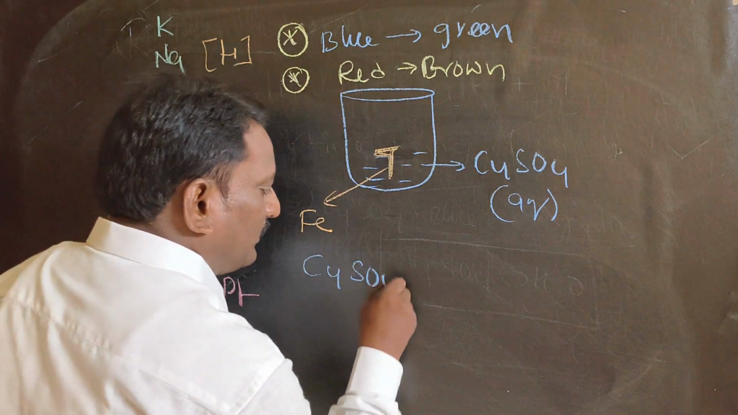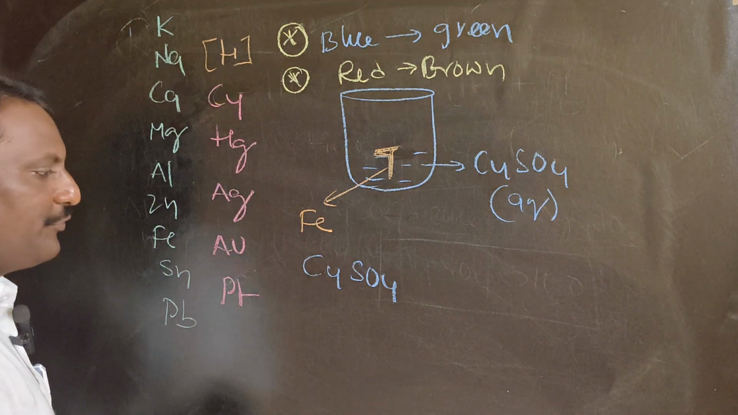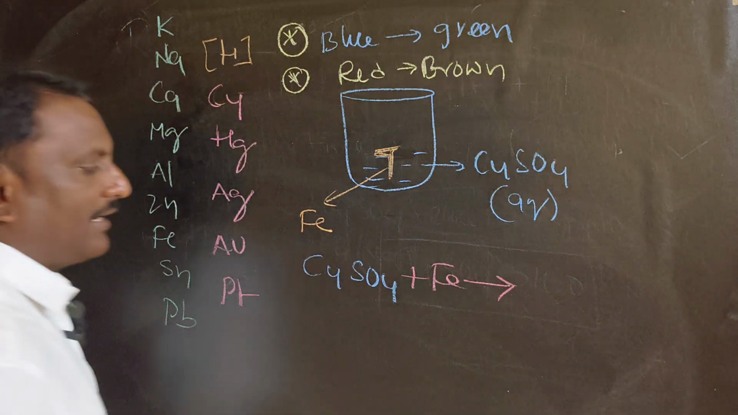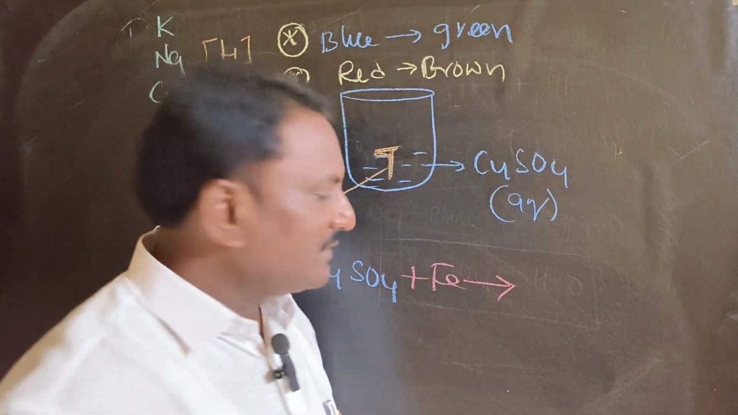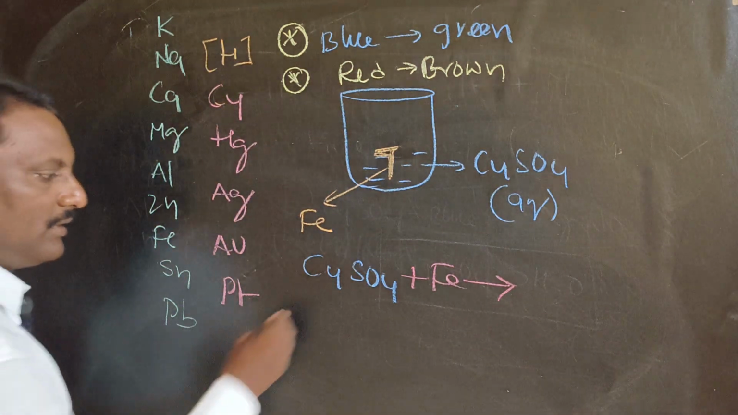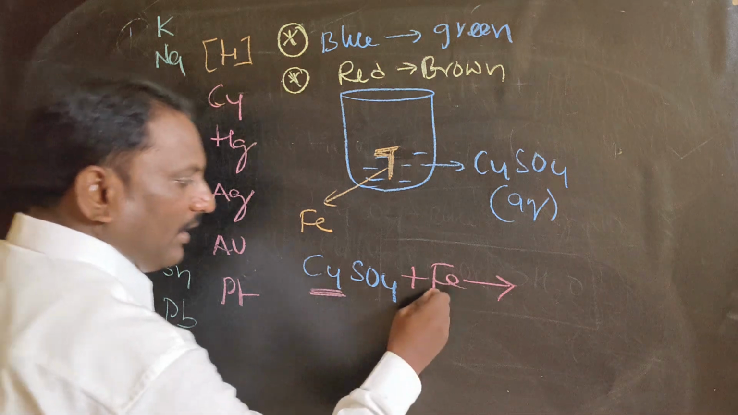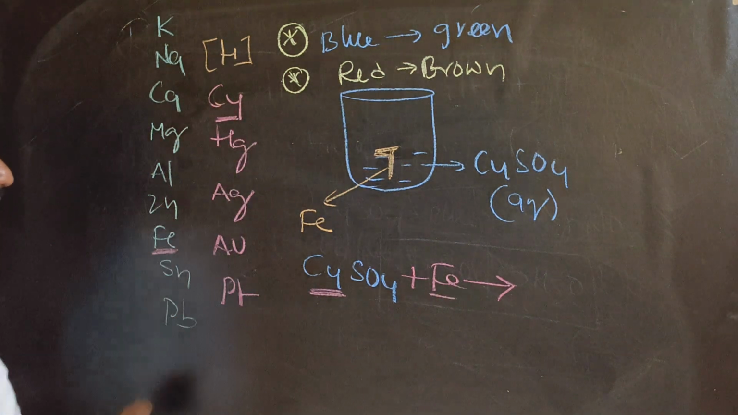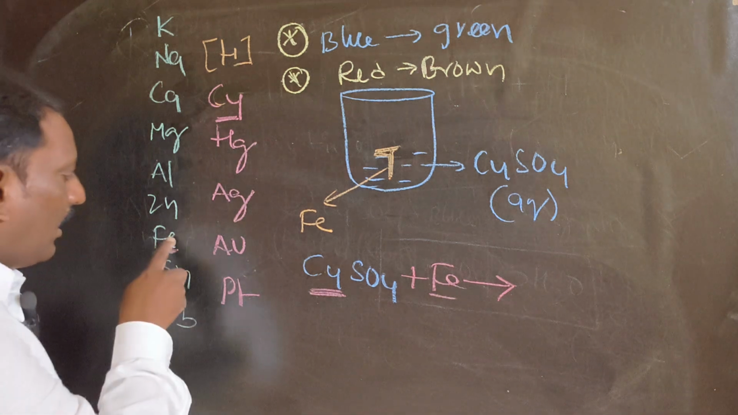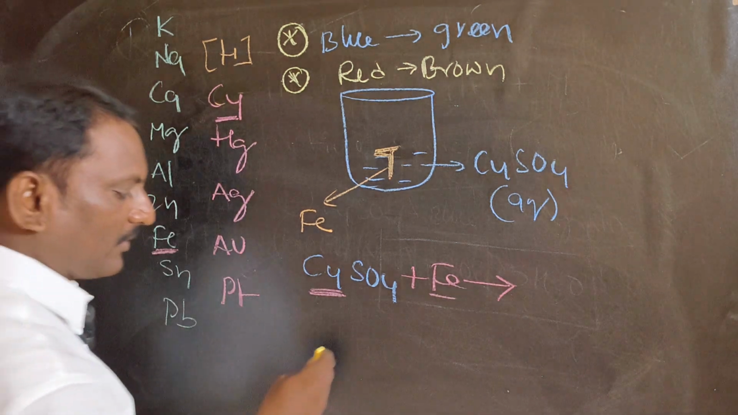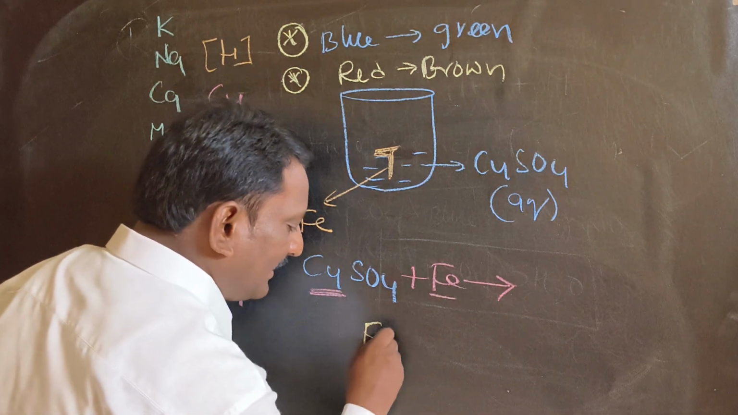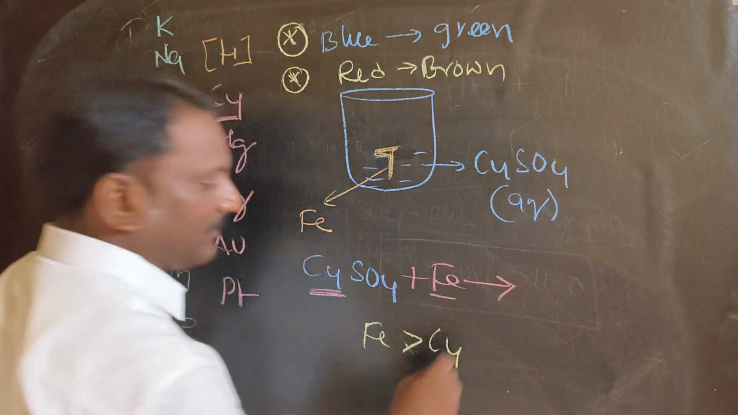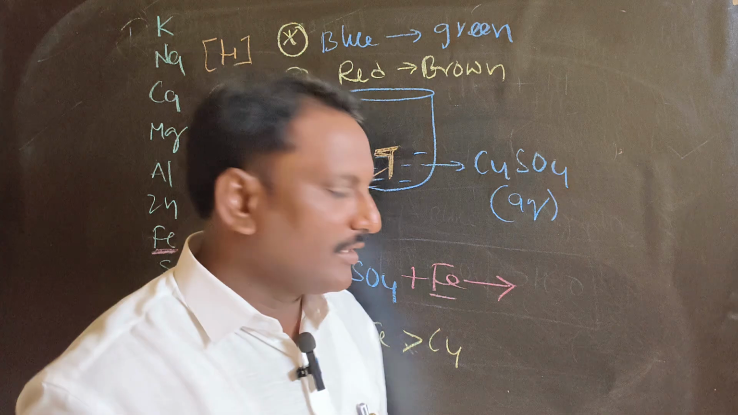If you place an iron nail in copper sulfate solution, a displacement occurs because of copper and iron. So iron is here and copper is here. That means iron is greater than copper. Write down the relation: iron is more reactive than copper.